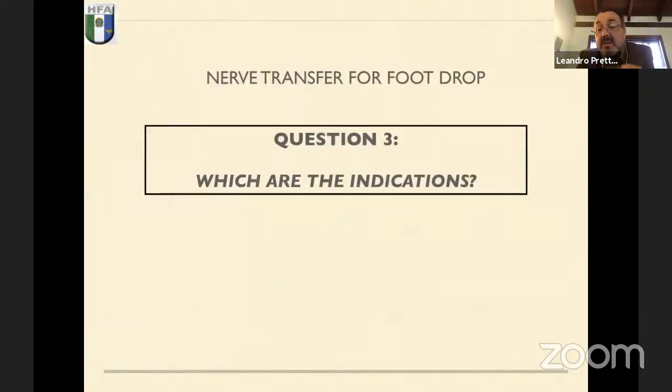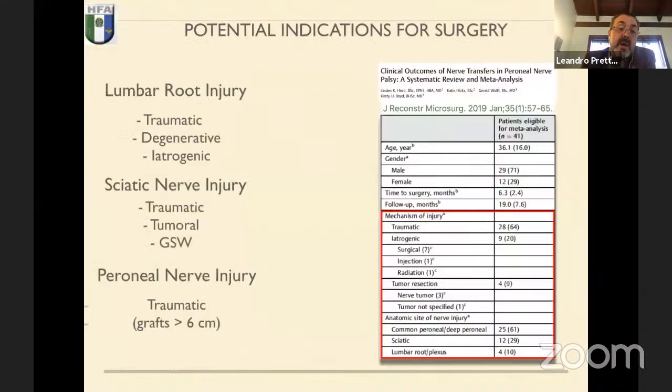Which are the indications of this procedure? This procedure can be used for injuries of the lumbar roots, sciatic nerve, and peroneal nerve. In case of isolated peroneal nerve injury, especially traumatic injuries, for those cases in which reconstruction is not predicted to give good results. In cases of grafts, when you need grafts longer than 6 centimeters.